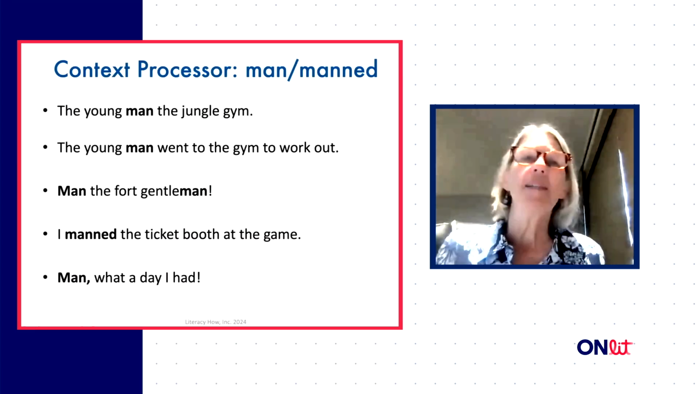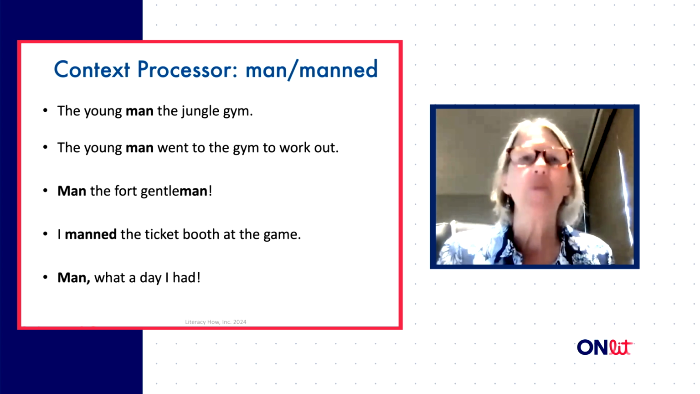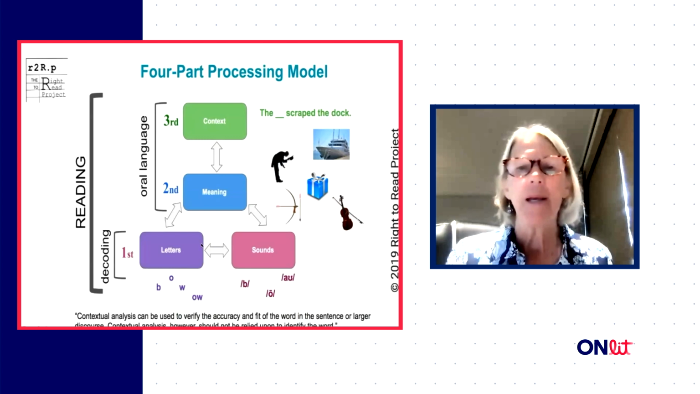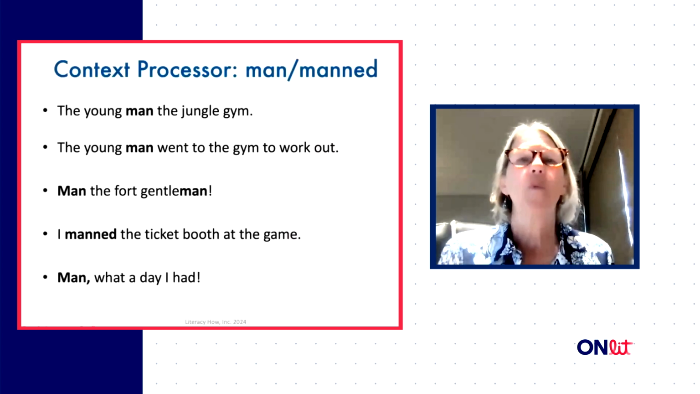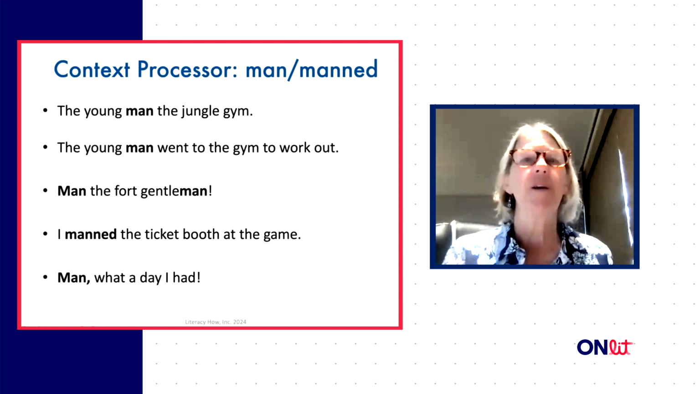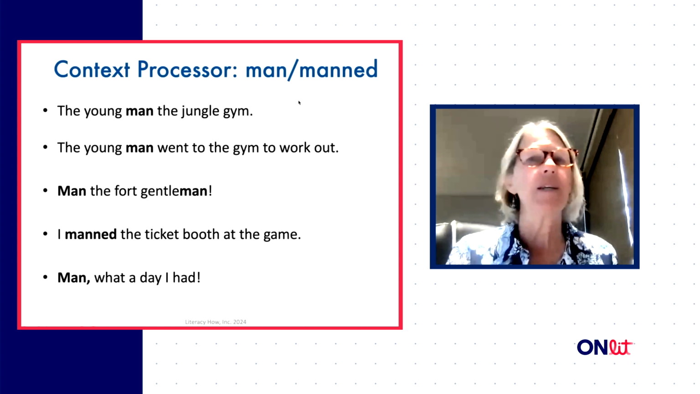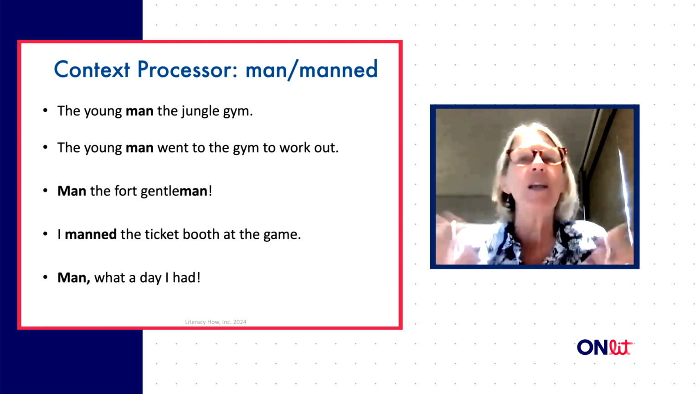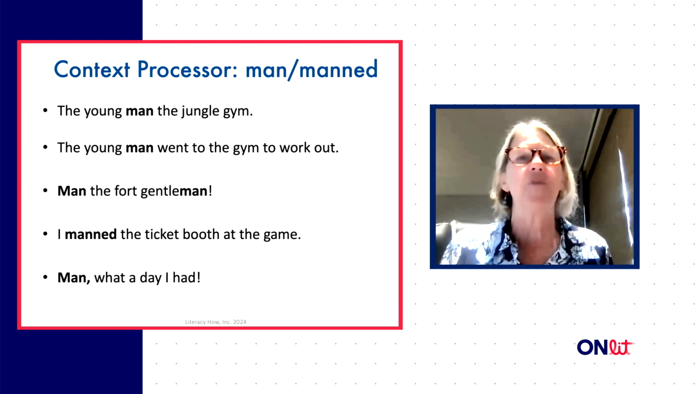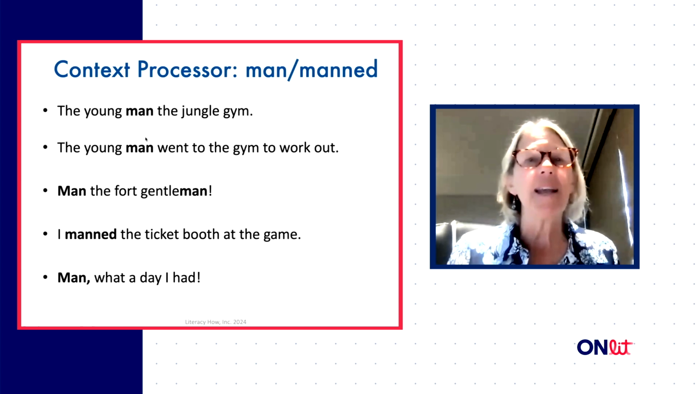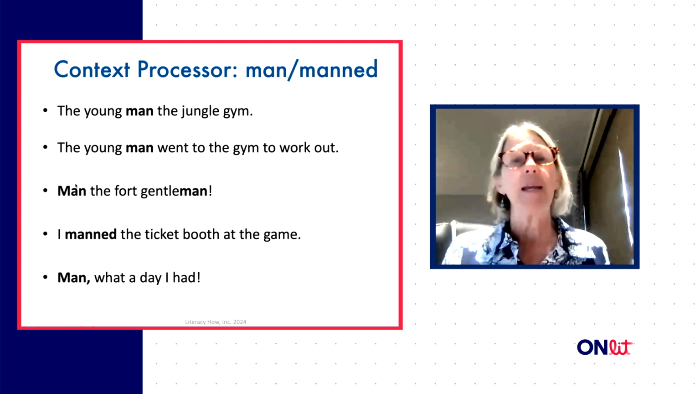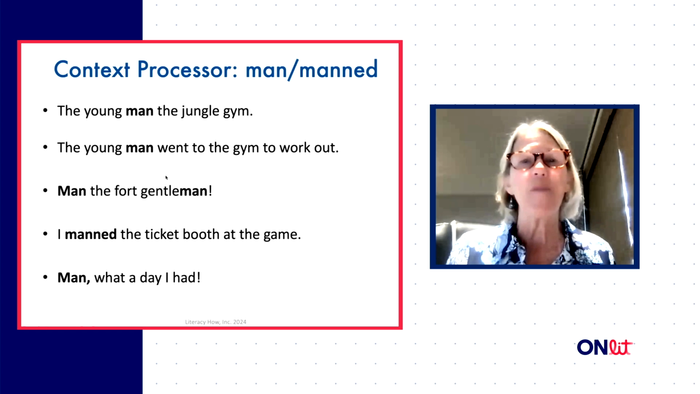So if you go back to the example of the young man, the jungle gym, we're going to use our context processor, right? This one at the top, to be able to help us figure out what the verb is, right? I'm telling you it's a complete sentence, and you're going to go back and read it again and again. Ah, now I know. I never thought man was a verb, an action word. In the second sentence, it's a noun, right? In the third sentence, it's a verb again. Man the fort, gentlemen, but we have man as part of a compound word. I manned the ticket booth at the game.